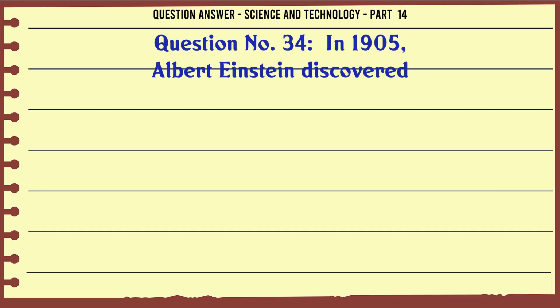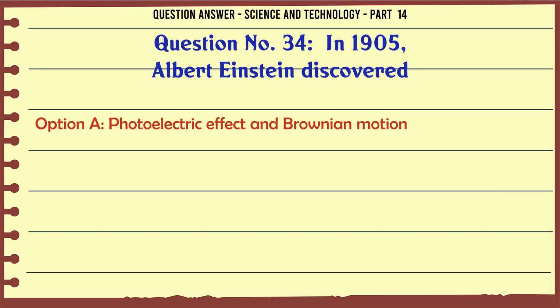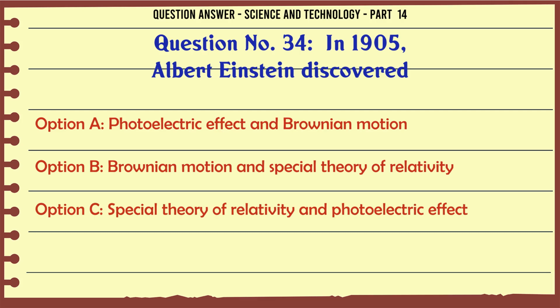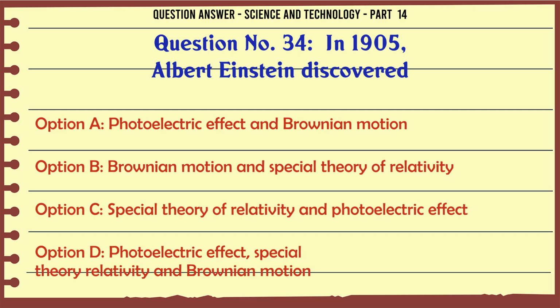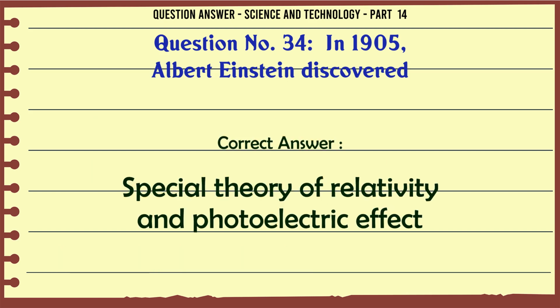In 1905, Albert Einstein discovered A. Photoelectric effect and Brownian motion. B. Brownian motion and special theory of relativity. C. Special theory of relativity and photoelectric effect. D. Photoelectric effect, special theory of relativity and Brownian motion. The correct answer is special theory of relativity and photoelectric effect.